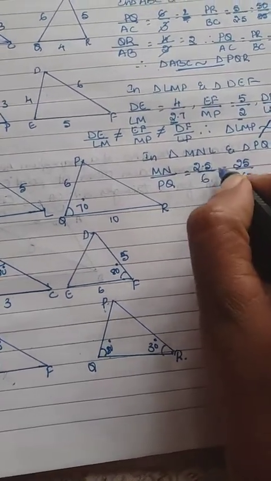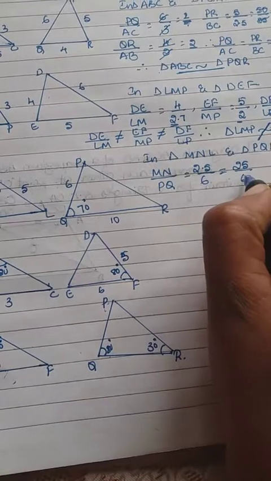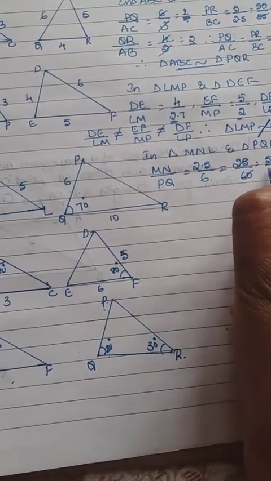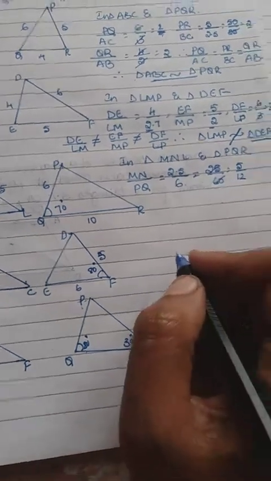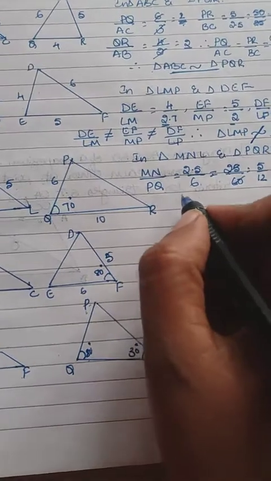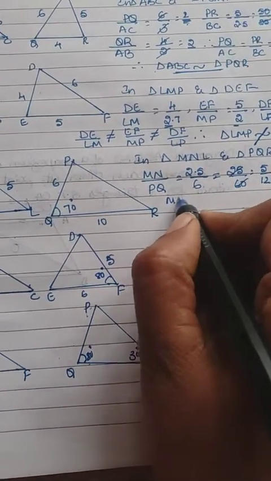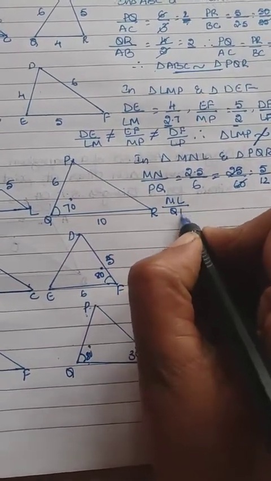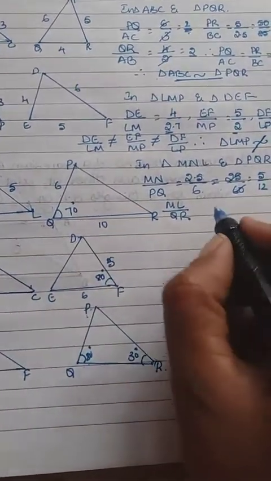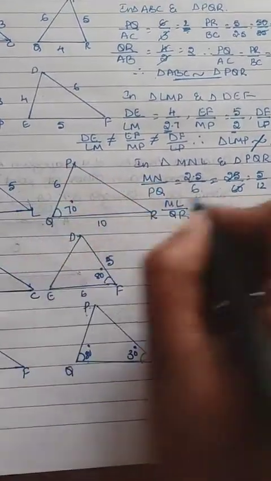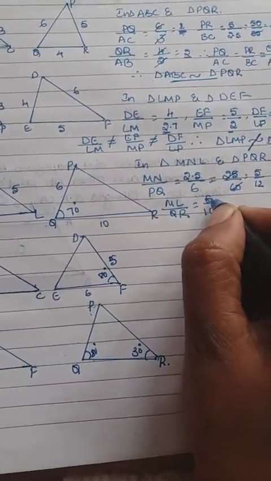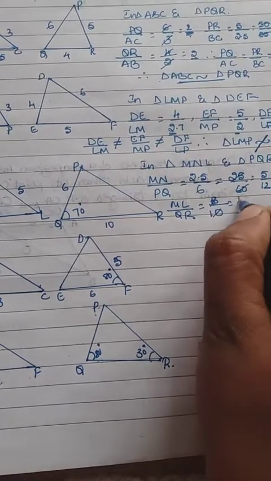If we remove the point after one number, it is 25 divided by 60. 5 fives are 25, 5 twelves are 60. So that is MN divided by PQ. Next, we can check the second one, that is ML divided by QR. ML is 5 and QR is 10, so 5 ones are 5, 5 twos are 10, so it is 1 by 2.